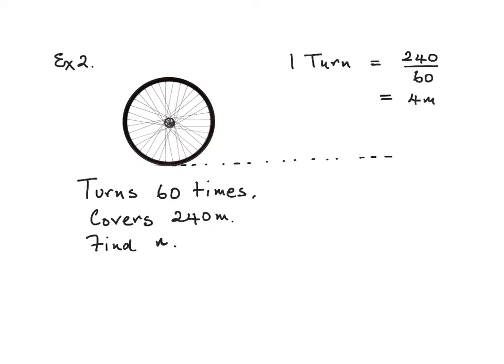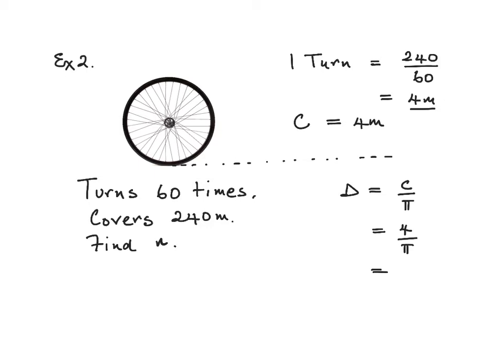Now, do you understand that 4 meters also represents the circumference of the circle? Because when the wheel turns once, it has gone through a distance equal to the circumference. The problem should now be reasonably straightforward. We know that if we have the circumference, the first thing we can do is work out the diameter of a circle. And once we have the diameter, we can very easily work out the radius.